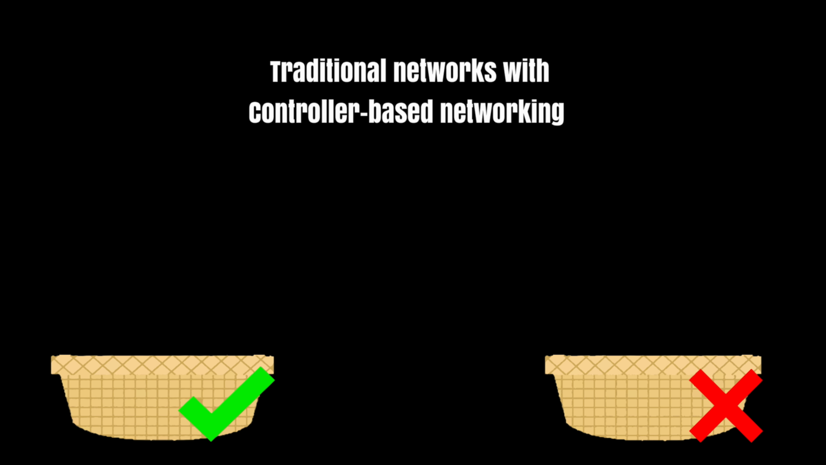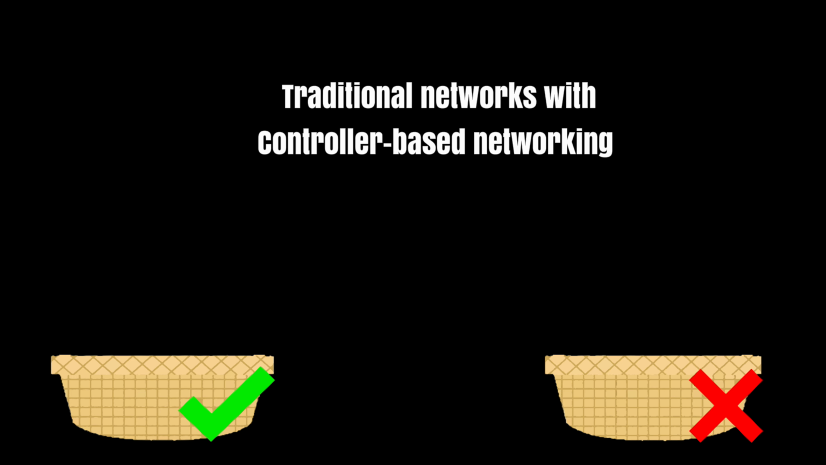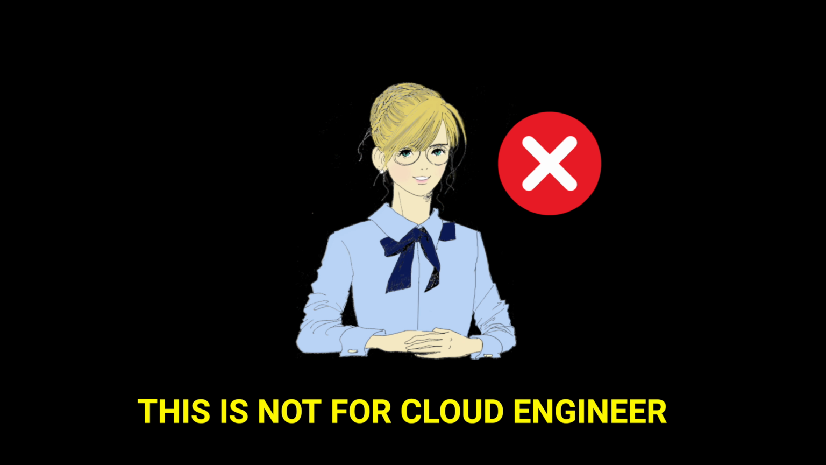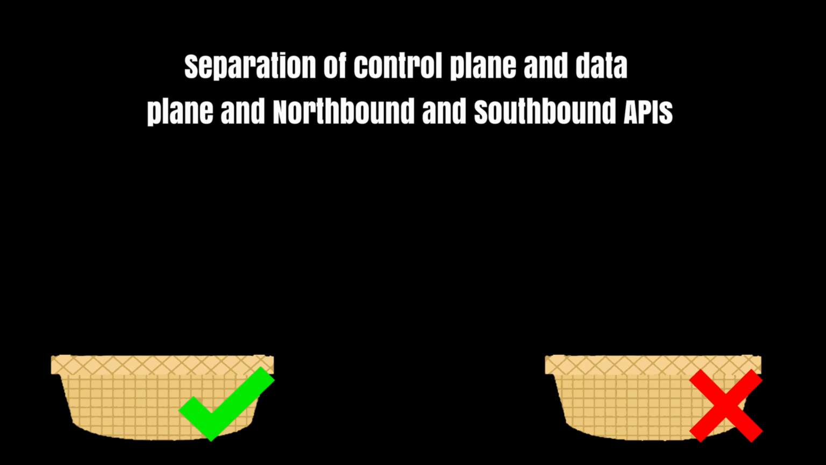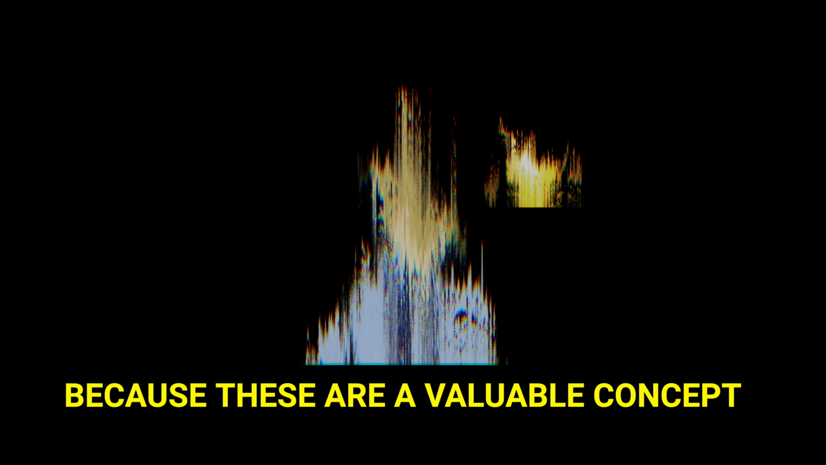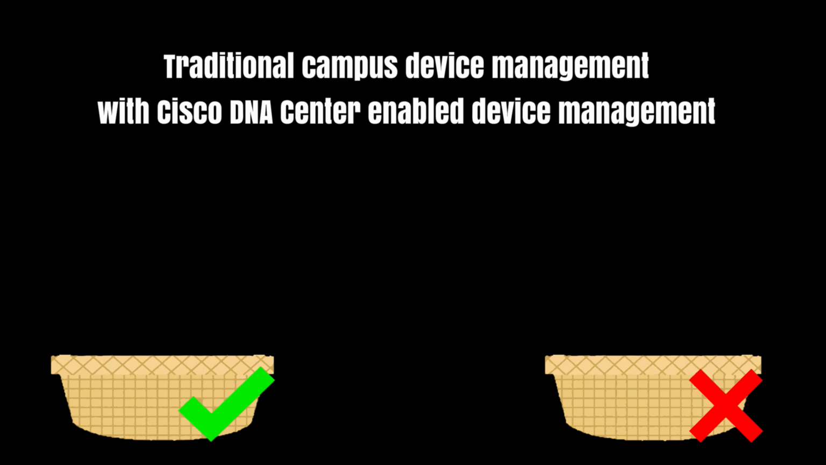Compare traditional networks with controller-based networking and describe controller-based, software-defined architecture such as overlay, underlay, and fabric is for the red bucket. This is not for a cloud engineer. Separation of control plane and data plane and northbound and southbound APIs are additional for the green bucket because these are a valuable concept. Compare traditional campus device management with Cisco DNA Center-enabled device management are again not for cloud engineers.